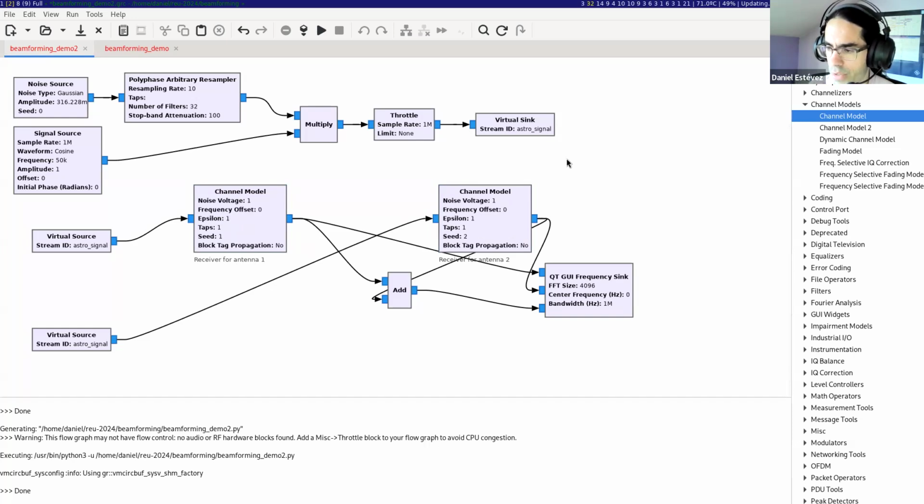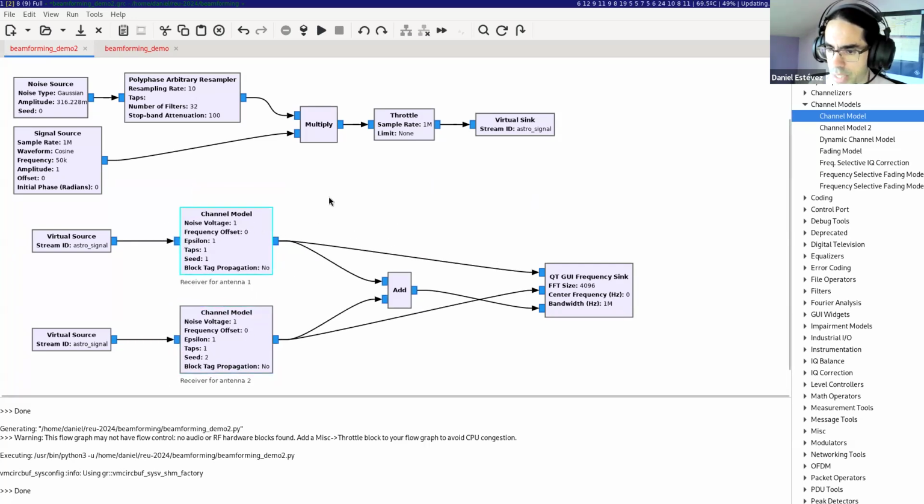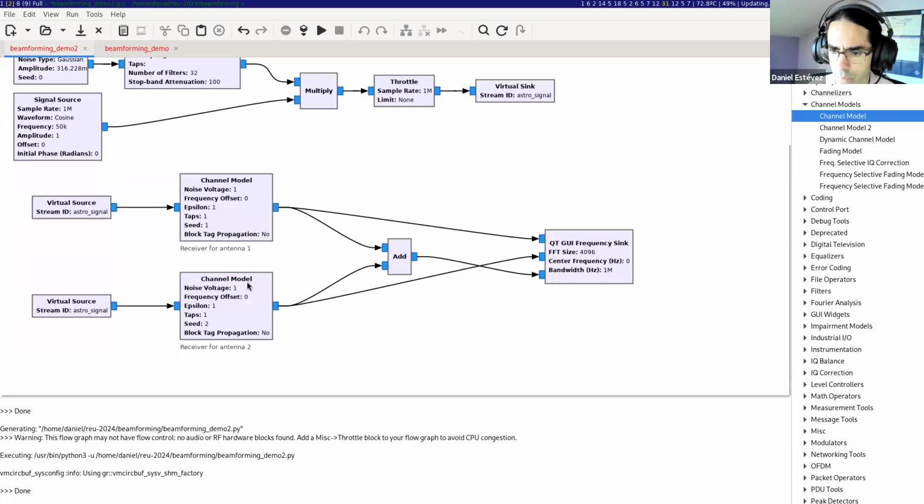So there's a different delay in each antenna. There is a different Doppler frequency in each antenna, and also the delay keeps changing over time. These are the three effects we want to model with this channel model. So let me rearrange these things and let me walk you through how to set the parameters here to simulate those impairments, basically.